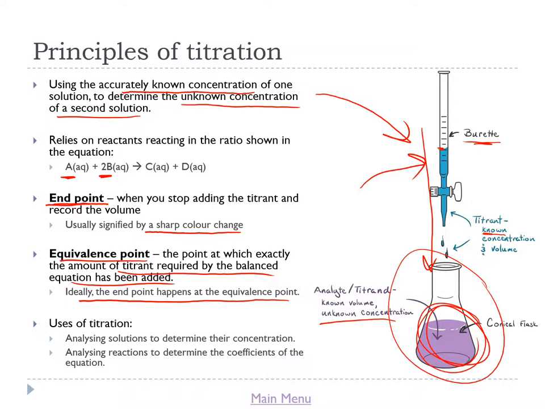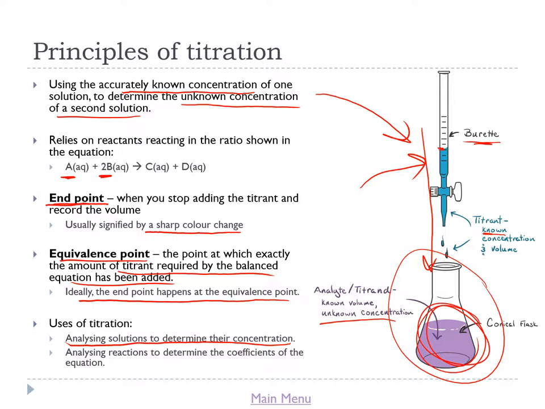Now, why would we do titration? We do it for a couple of reasons. The first one is to analyze solutions to determine their concentration, okay? And that happens for all sorts of things. You know, we might be using the concentration of something to monitor the rate of a reaction. It might be we are using it to find the quantity of some substance that's in a medication. There could be all sorts of things that require us to find the concentration of a solution.